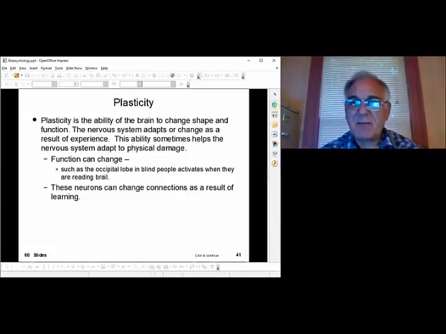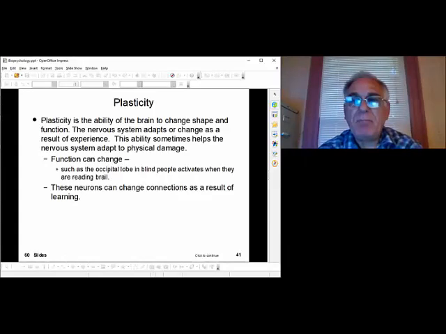Well, it turns out that the brain is like plastic as a child. In its early years, it's hot plastic. It can be shaped into anything depending on the environmental influences that occur around it. So this is called the plasticity of the brain.